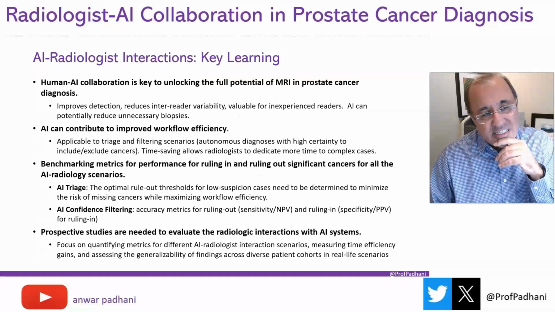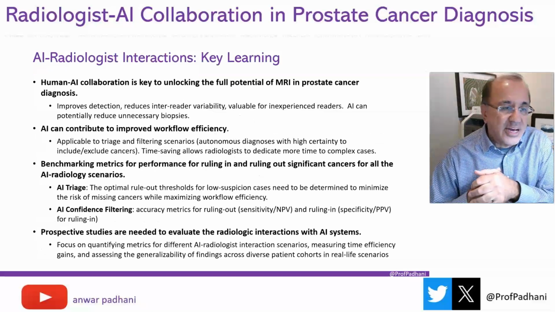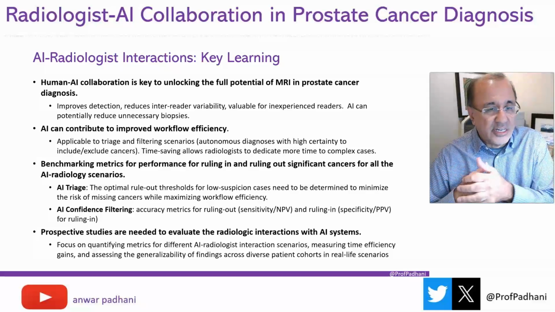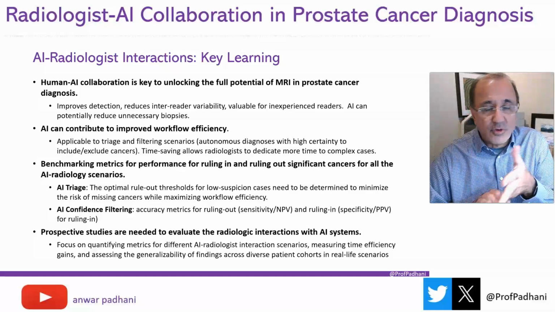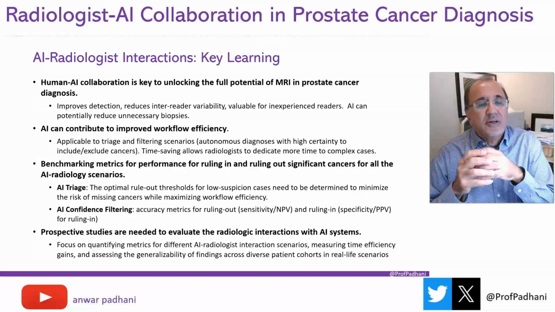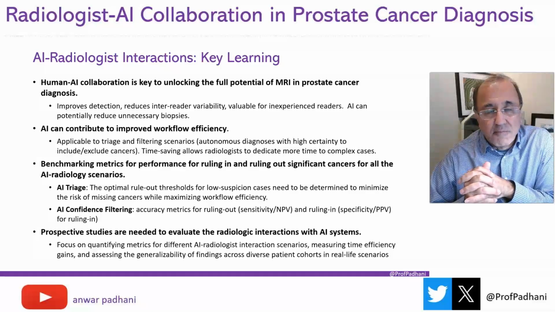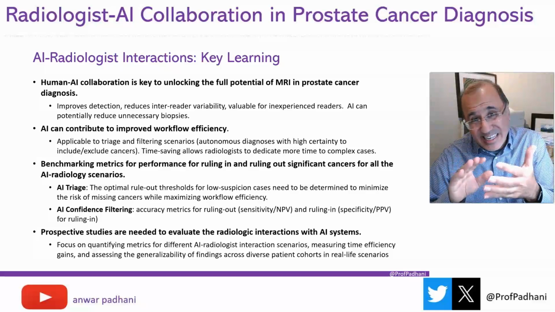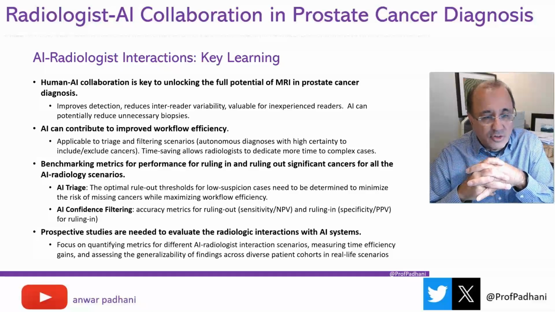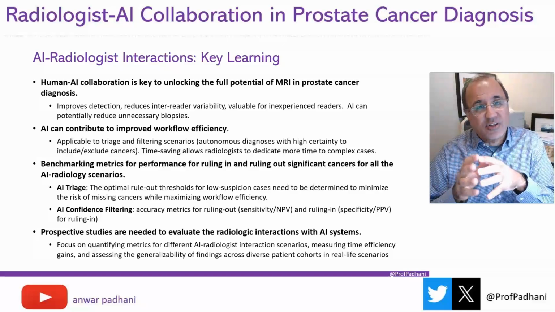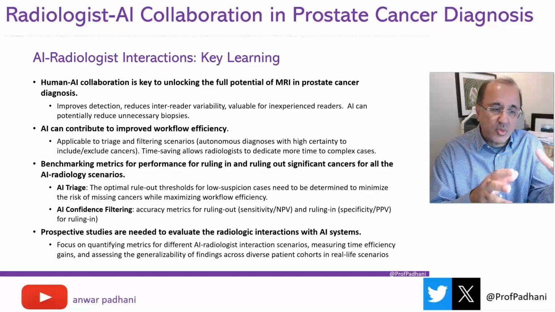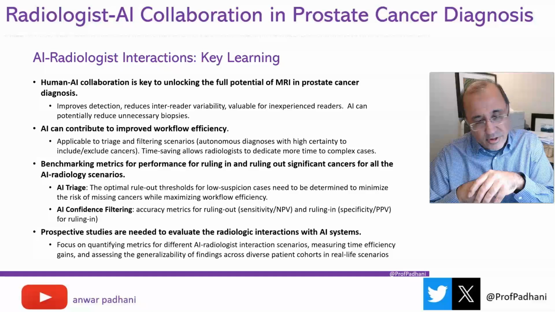So finally, let's just bring this all together. There is no doubt that human-AI collaboration is going to be key to unlocking the full potential of MRI in prostate cancer diagnosis, because it will improve detection, reduce variability, is valuable for inexperienced users, and can reduce the number of biopsies. Okay. We are now aware that AI can also improve workflow efficiency, particularly in the triage and filtering scenarios that we just talked about. Clearly, there needs to be benchmarking metrics for ruling in and ruling out clinically significant disease for all the radiological scenarios, but especially for the AI triage pathway and the confidence filtering scenarios.